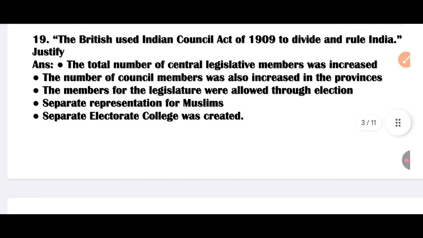Next question: the British used Indian Council Act of 1909 to divide and rule India. Justify. The total number of central legislative members was increased. The number of council members was also increased in the provinces. The members for the legislature were allowed through election. Separate representation for Muslims. Separate electoral college was created.